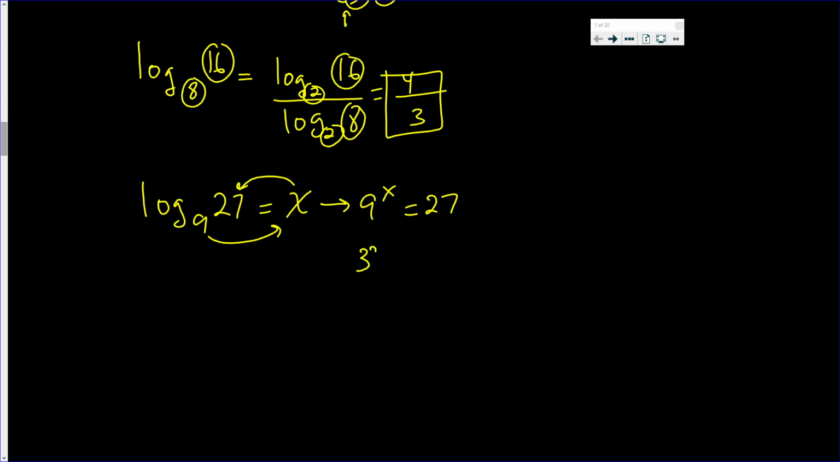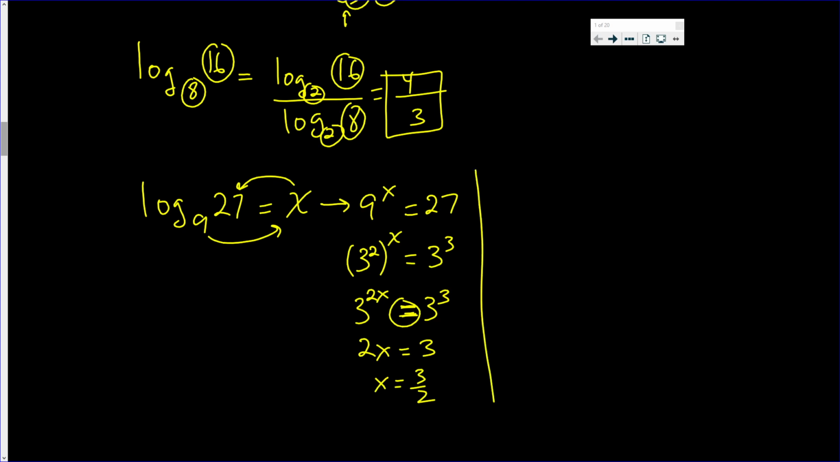So 9 is 3 squared. But I have to raise a 9 to the x power. And 27 is 3 cubed. Oh, that's 3 to the 2x equals 3 to the 3. If you raise 3 to different powers, you won't ever have equality. That means that those powers, since we do have equality, those powers have to be equal. Divide both sides by 2, you get x is 3 over 2.